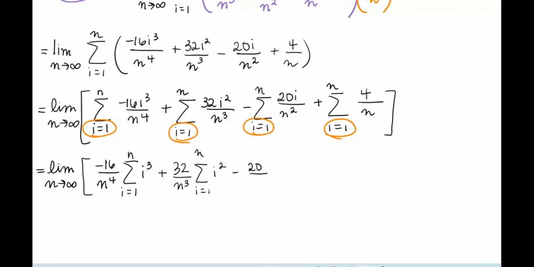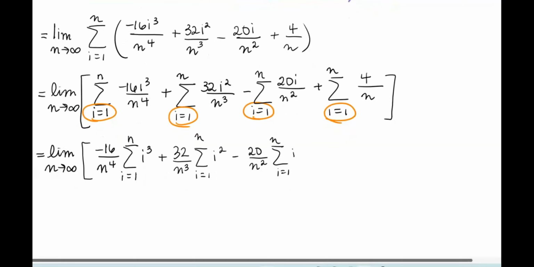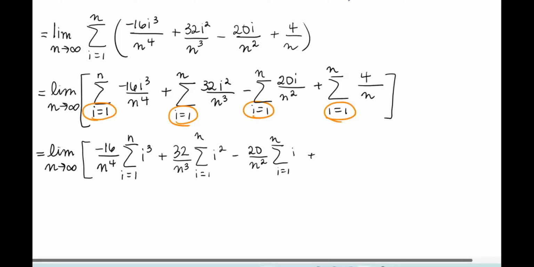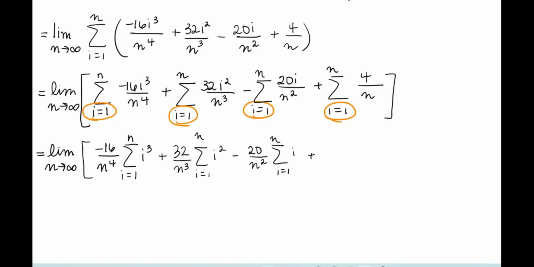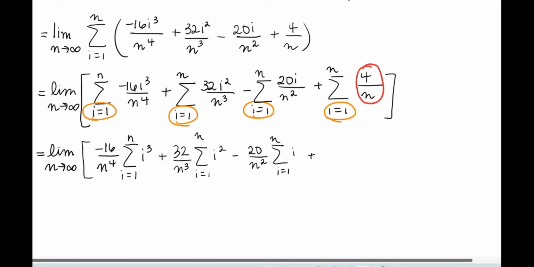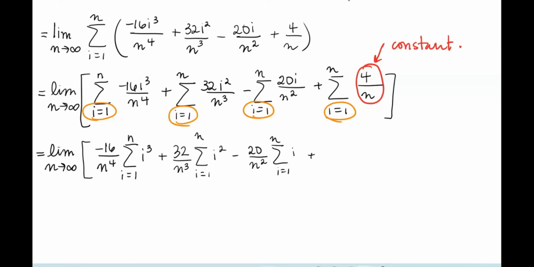Next, I'm going to pull out the 20 over n squared. That's just going to leave us with I on the inside. And in the last sum, I'm not going to pull anything out just because there would be nothing on the inside. But the point is that in this sum, there's nothing here with an I in it. And so everything in there is considered a constant. So we're just adding that up n times.